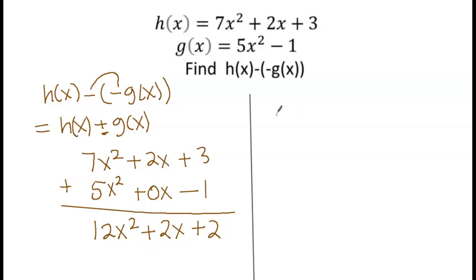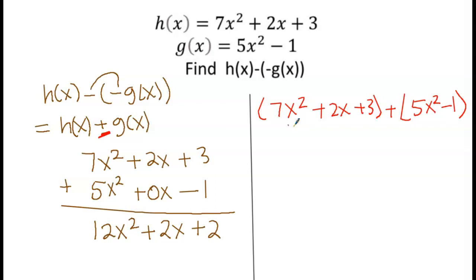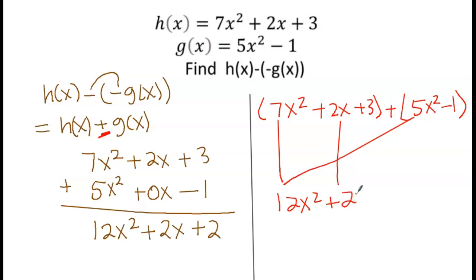If you want to do it in a horizontal way, it's 7x squared with a parenthesis around it. And here realize that it was plus, so plus 5x squared minus 1. And then same way you combine, that gives you 12x squared. This one doesn't have any friend, so you bring it plus 2x, and then here becomes plus 2 as such. So you can also do that if you want.